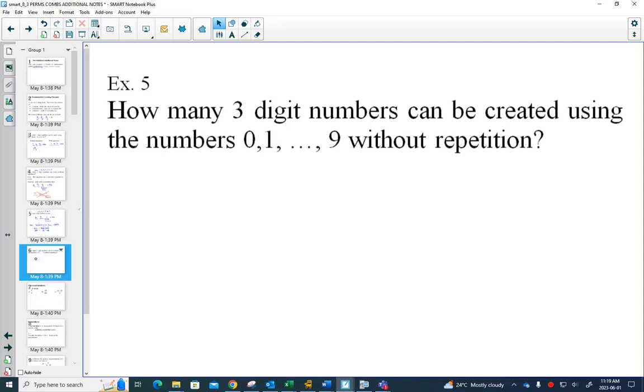How many 3-digit numbers can be created using the numbers 0 to 9 without repetition? 3-digit number, 3 spaces. I want you to try it first on your own, and we'll go over it.